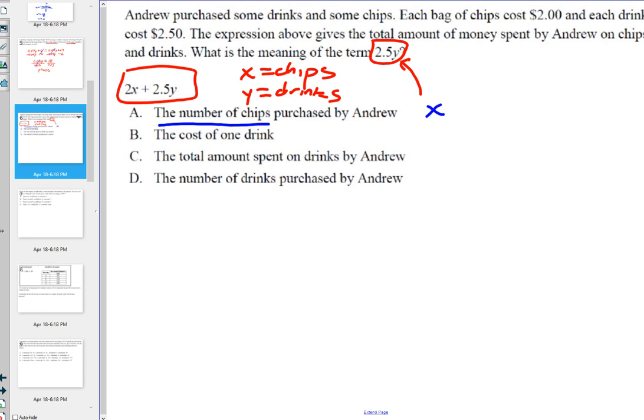What represents the cost of one drink? Yeah, you could say 250, but here it actually says 2.5. We have to go by what it says in the function. The total amount spent on drinks. Well, yeah, that's going to end up being the answer because the total amount spent is 2.5y. But just for fun, if I wanted to define the number of drinks, what would that be? y. So the answer is C.